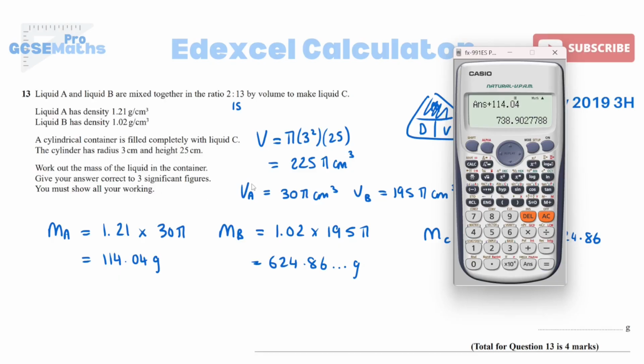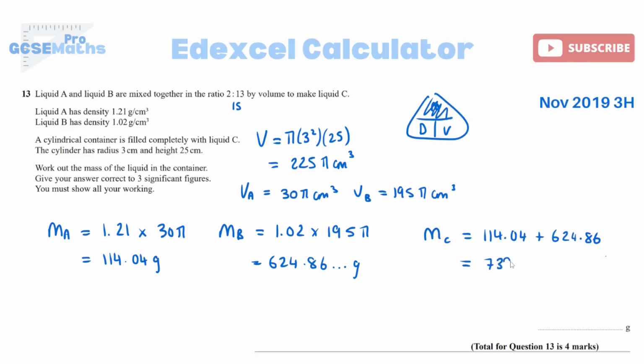Now I can round it. They said the 3 significant figures, so that would actually be basically the nearest whole number. So 739. Obviously grams.